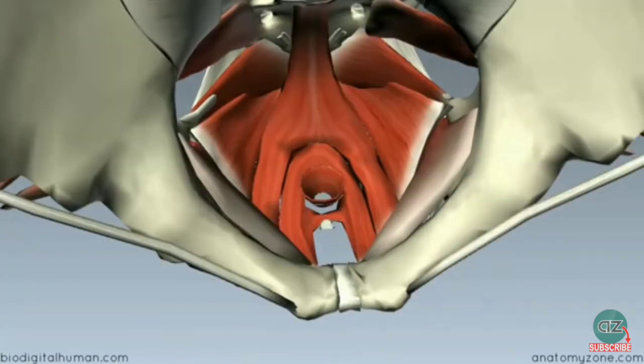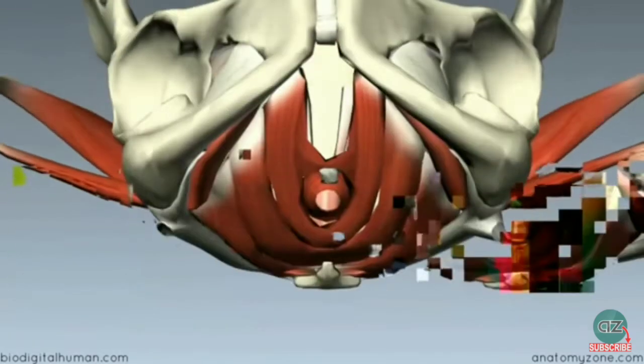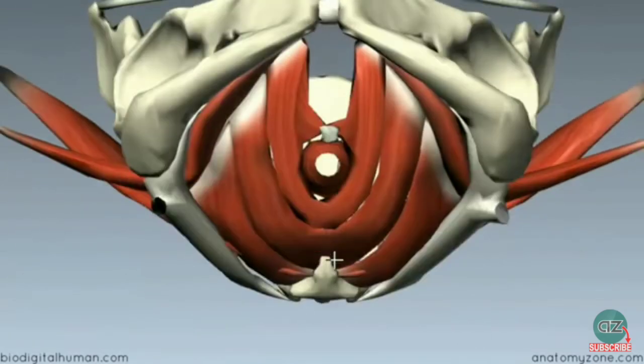So if we just rotate to an inferior view, you can see these muscles taking their attachment on the coccyx, and you've got this perineal body, which is a fibromuscular connective tissue node which joins the perineum and the pelvic floor, and you've got some convergence of the levator ani muscles on this node.